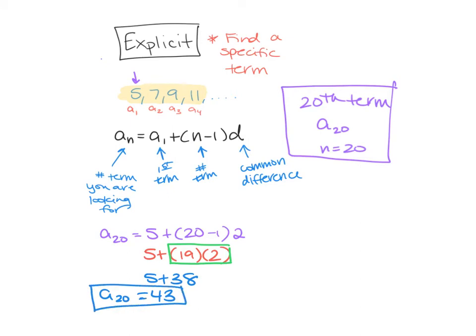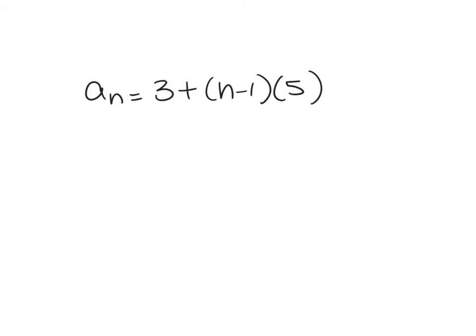So if I kept this pattern going, so 13, 15, 17, and so on, the 20th term would be 43. Okay, so that's the explicit formula. The explicit formula is the good formula that we like. All right, so here's an example of an explicit formula already plugged in.